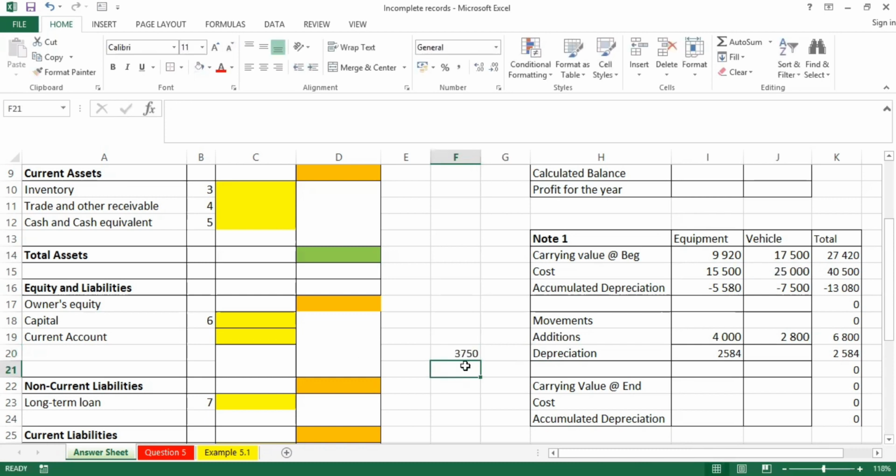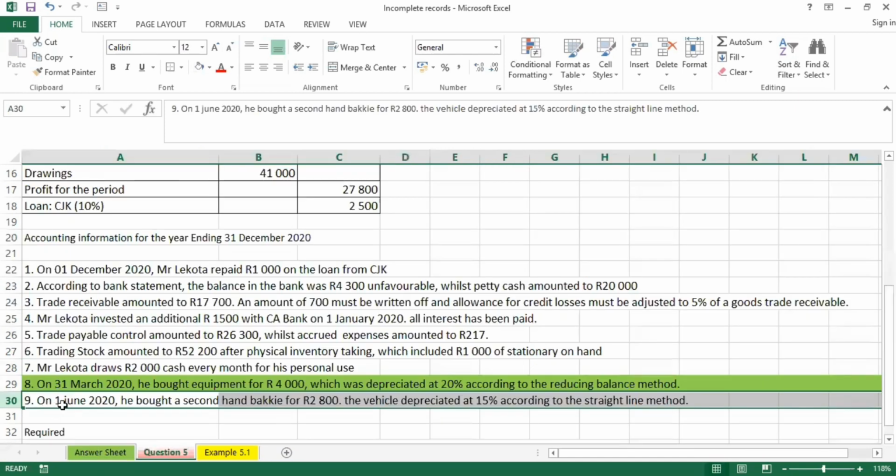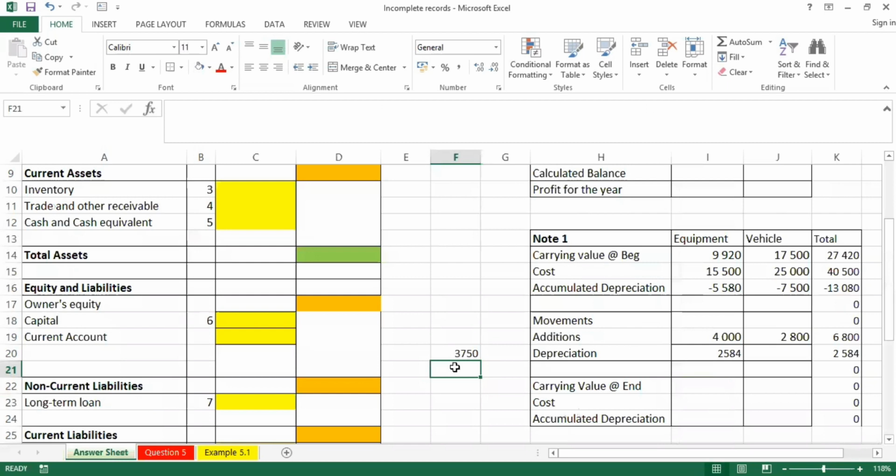And then now we have to calculate depreciation for the new vehicle. What did he tell us concerning the new vehicle? On 1 June 2020, he bought a second-hand bike. So the bike was bought 1 June. So it's been in the business for a period of 6 months. So you see it's equal to 15% times this 2,800, because this is the new vehicle.